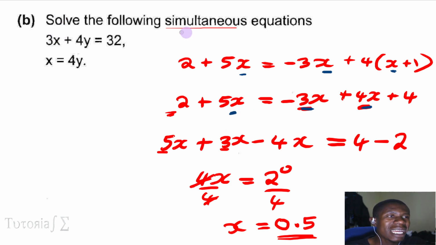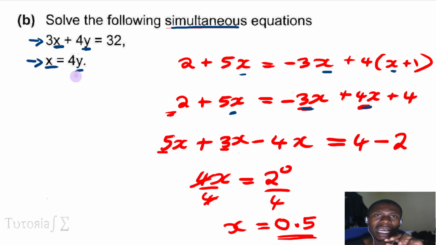But in simultaneous equations, there are two things that you need to note. Number one, there are two equations. There is this equation and there is that equation. Simultaneous means that you have to solve them at the same time. Number two, we have two variables, x and y. Here we have x and y, and here we also have x and y. So we have two variables, x and y, that we need to find the values of.